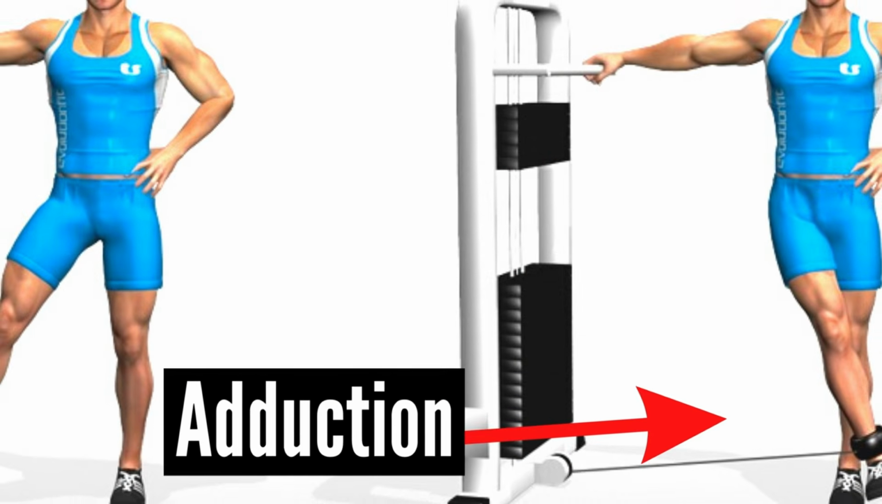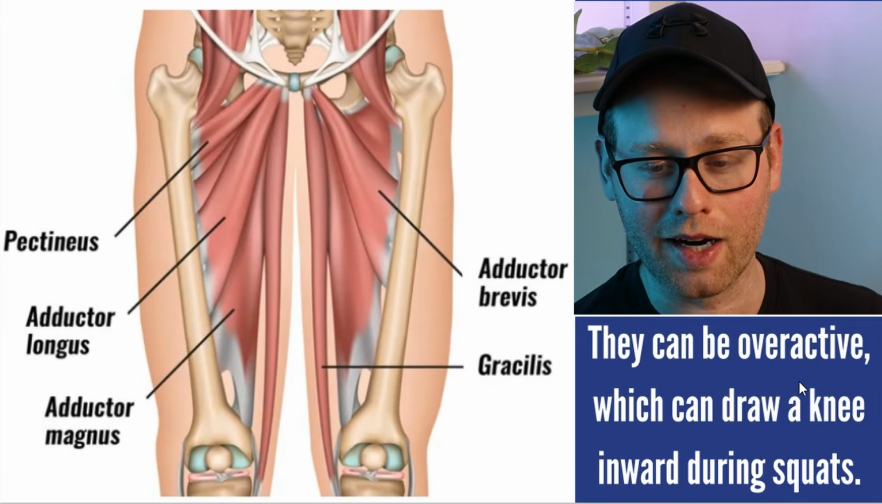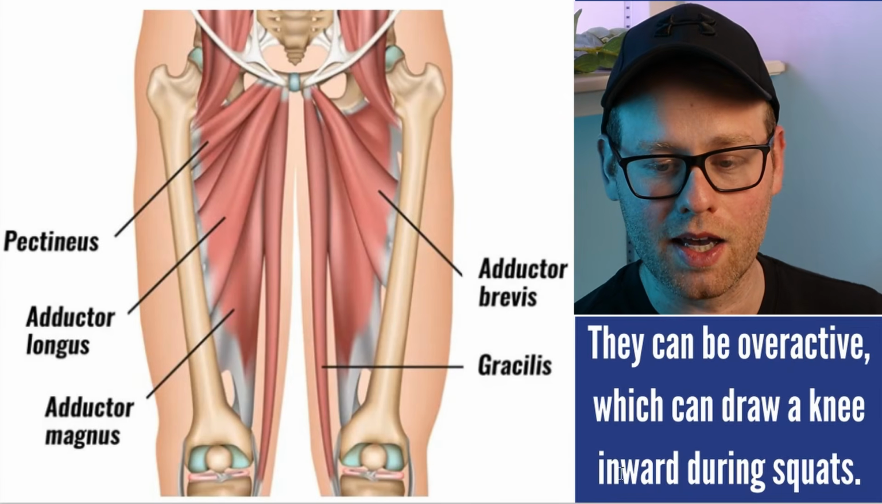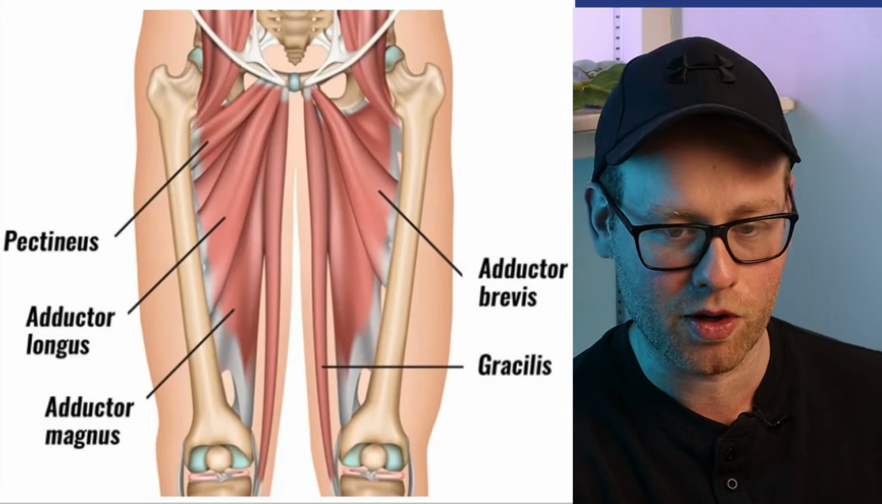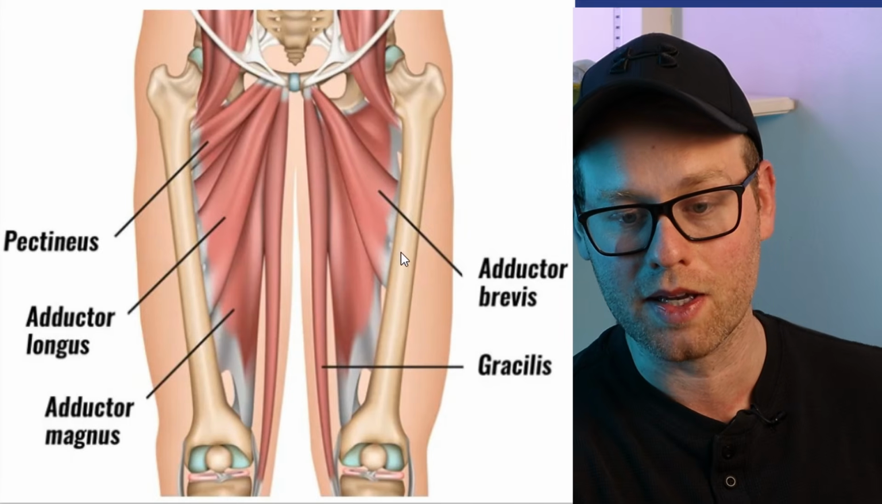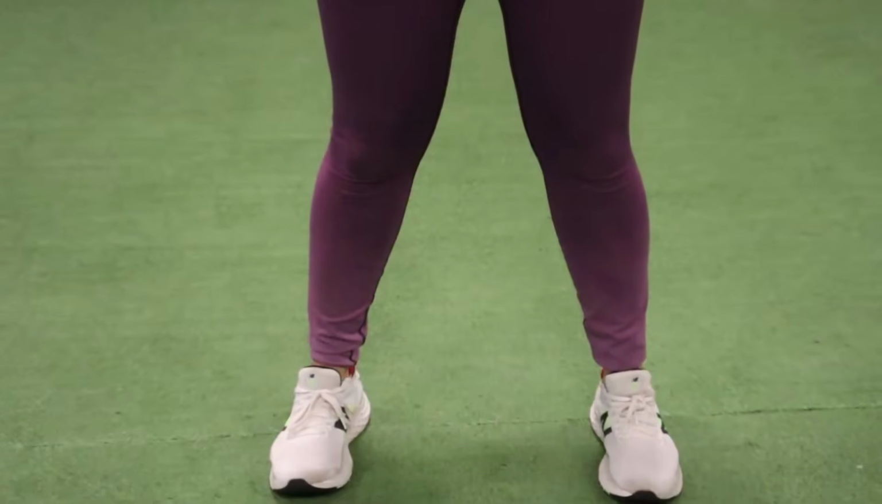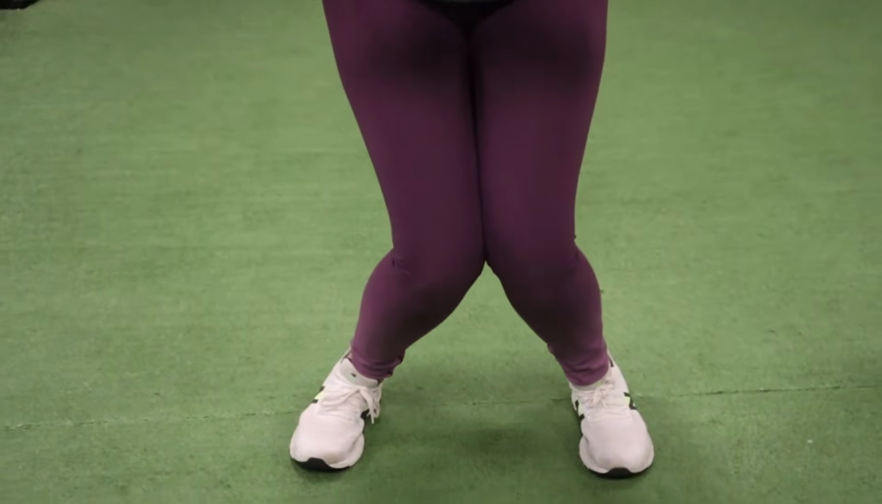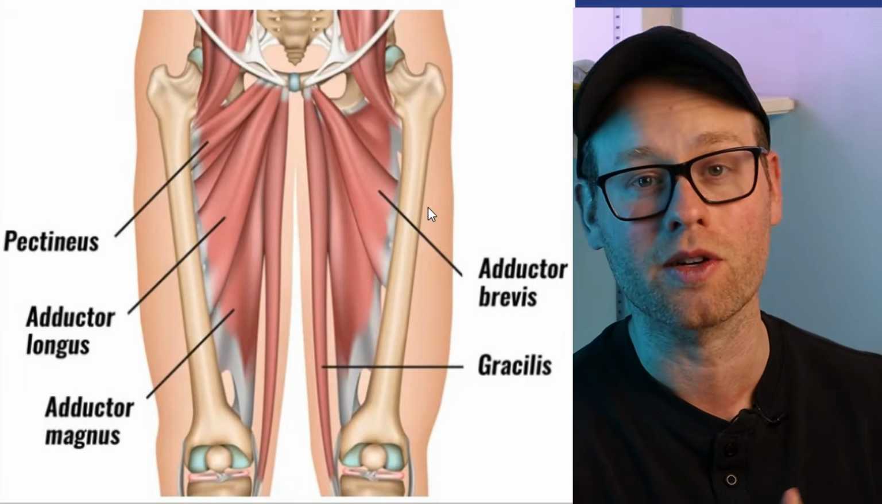Like I said before, don't stress if you don't have all of these different muscle actions memorized yet. It will make sense over time. Anyways, your adductors can be overactive, and that can draw your knee inwards during a squat, and that makes sense because, again, these muscles pull the hip inwards towards the body. So if these adductors are pulling your hip back to your body with too much force relative to other muscles, they would cause your knee to cave inwards during a squat.